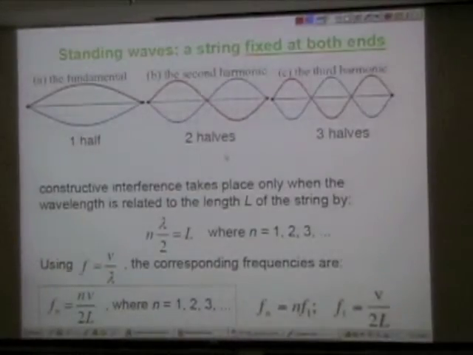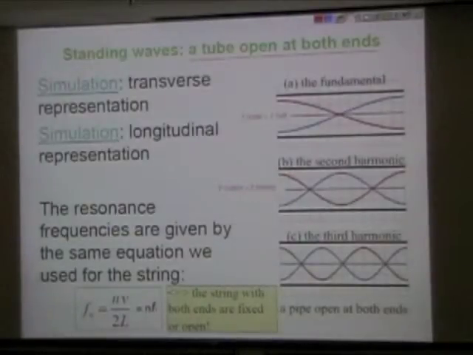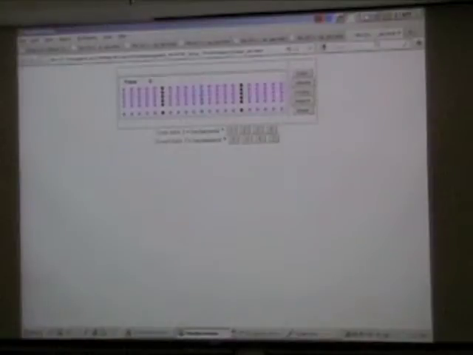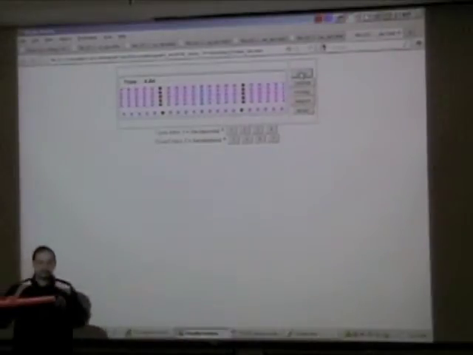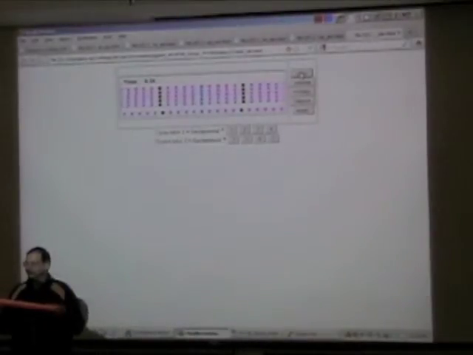Now, a different example. For a sound wave in a pipe with both ends open, this is how it might look like. This is how the fundamental looks like. Because both ends are open, air molecules must move at maximum possible amplitude. So we have an antinode here and an antinode here.